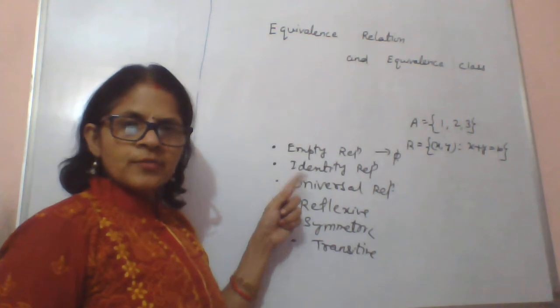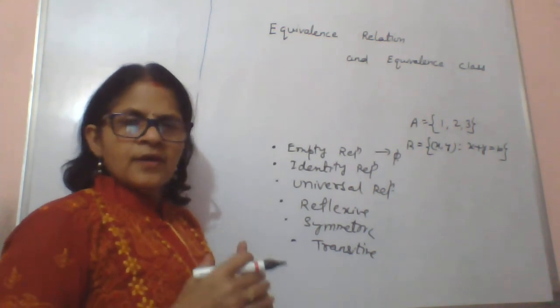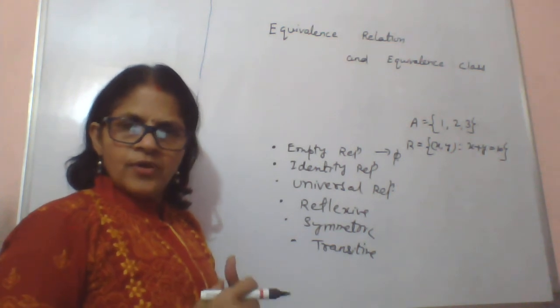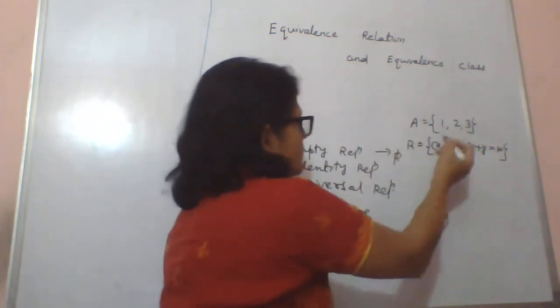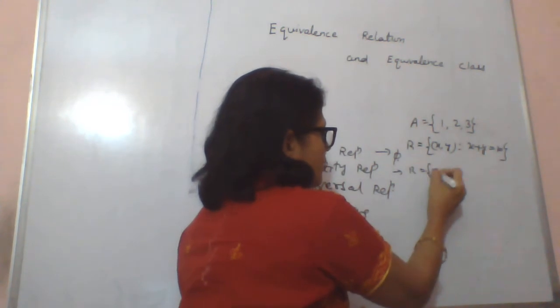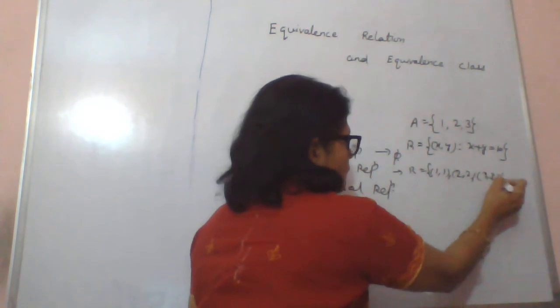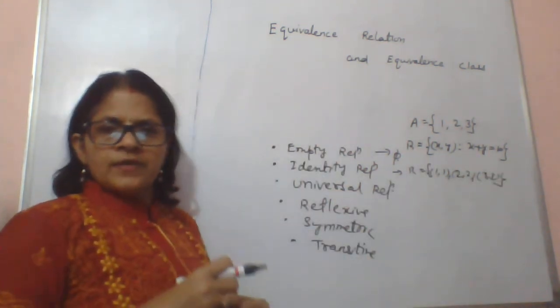Identity relation means R is a relation on the set A in which every element is related only to itself. In this case we can have R equal to {(1,1), (2,2), (3,3)}. That we have discussed. Every element is related only to itself.